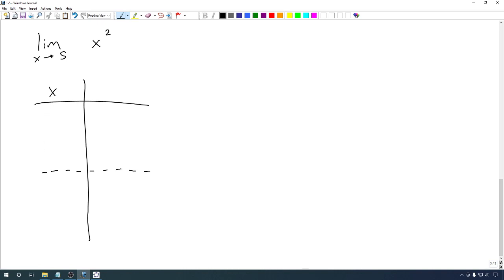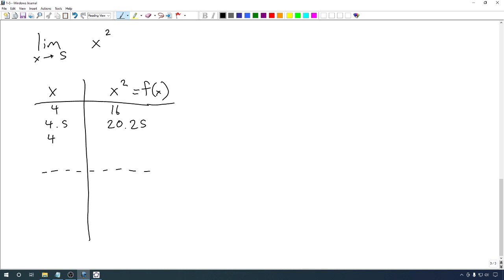So we might start with something like 4. If I put 4 into our function, say this is f of x, 4 squared, of course, is 16. If we get a little bit closer, maybe we'll go to 4.5. That's closer to 5 than we were before. We get something like 20.25.